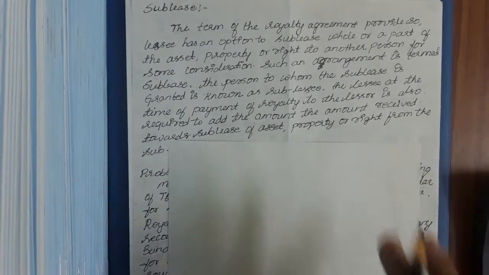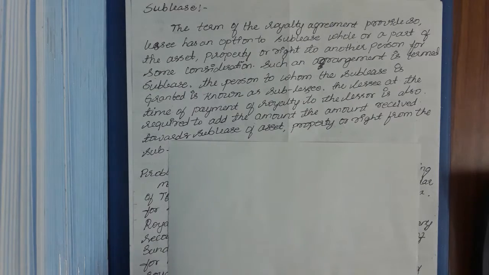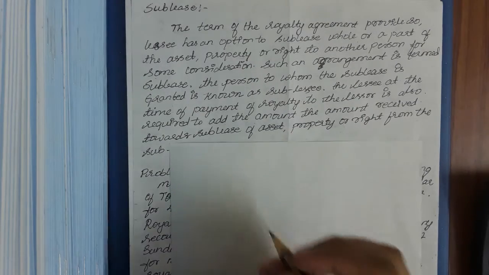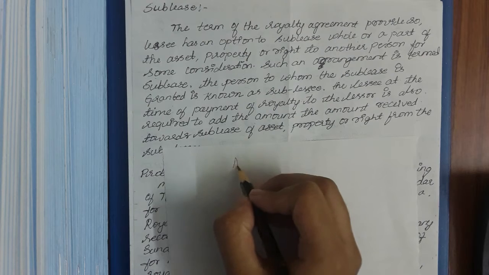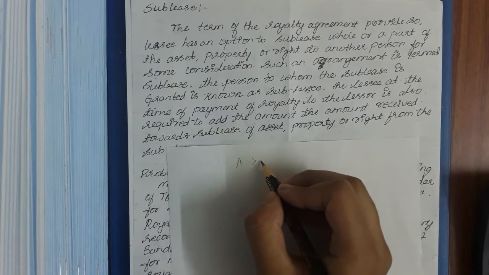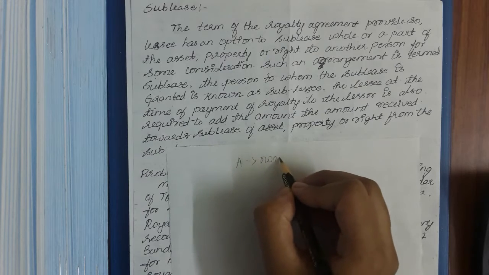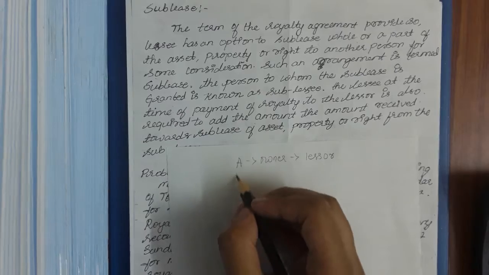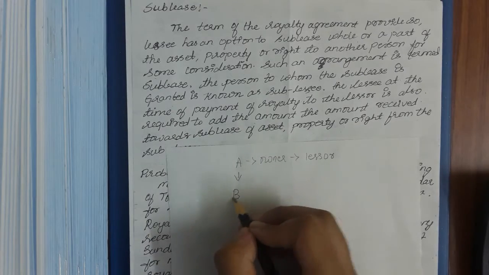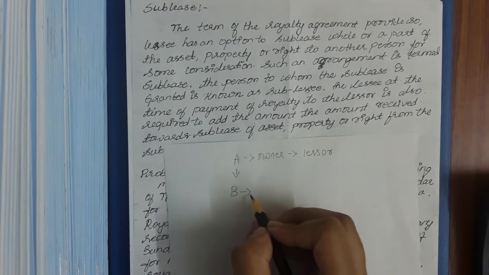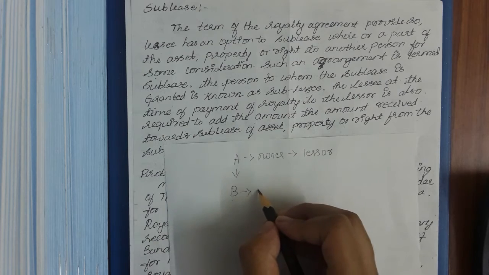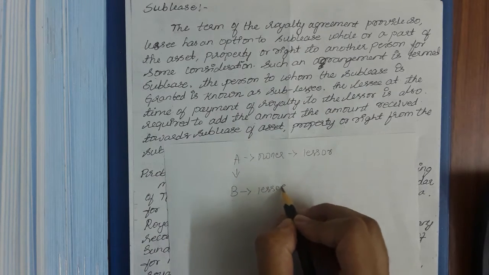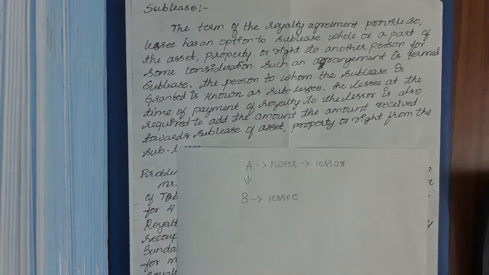So what happens? Let's understand with a simple example. There might be a person called A. He is the owner of a particular place. Let's take him as the lessor here. He will give that place for rent to B. So B will be a lessee. He is giving it to B for rent.